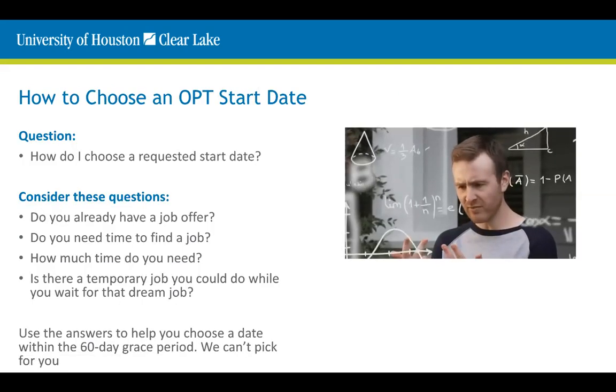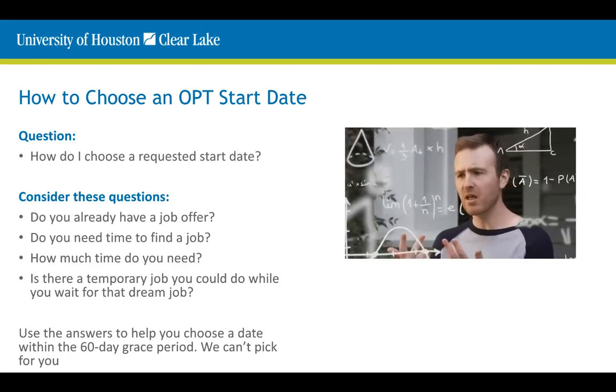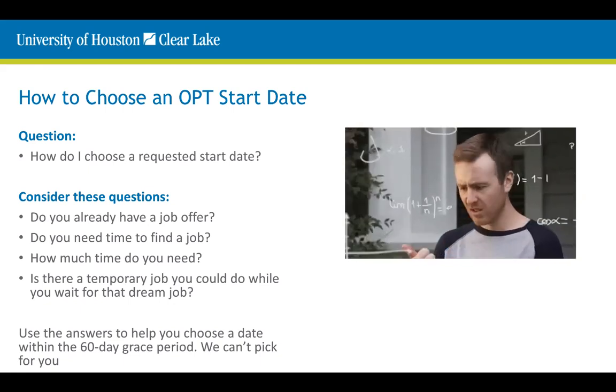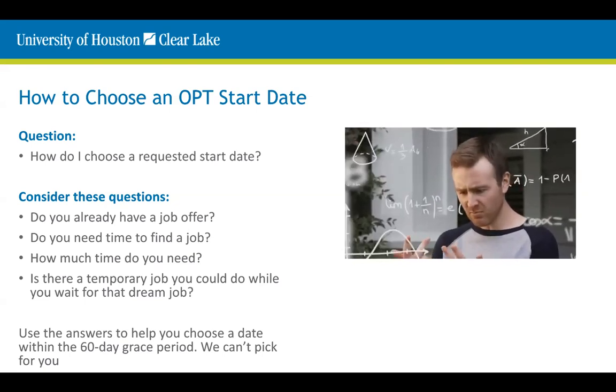One of the first things you will need to decide is when you would like to request your OPT to start. The rule of thumb is to pick a day that is within 60 days of your graduation. For example, if you are graduating on May 15, you will have until July 14 to request a start date for OPT. To decide this date, you will need to factor in your situation.